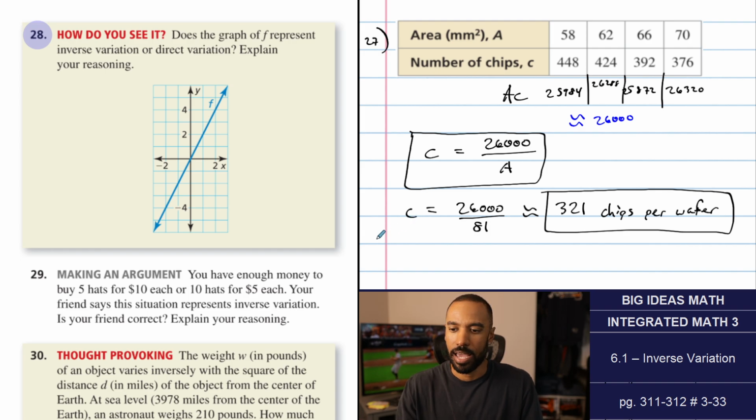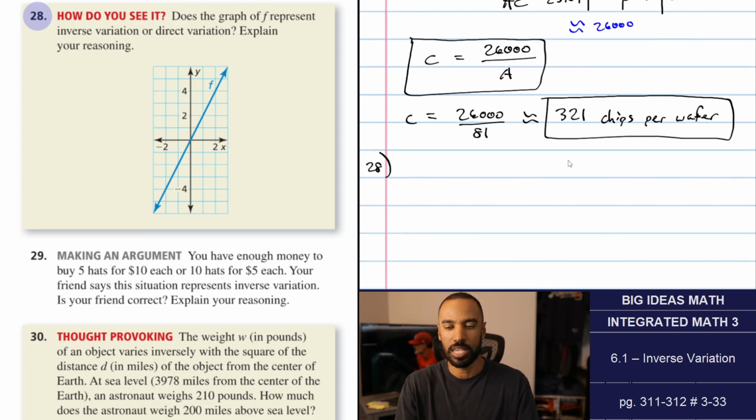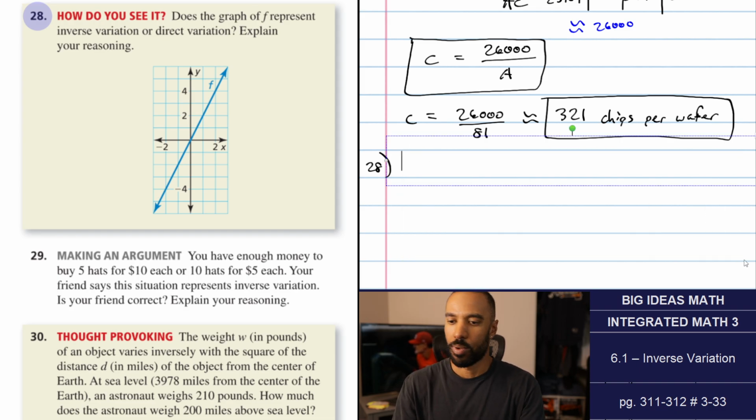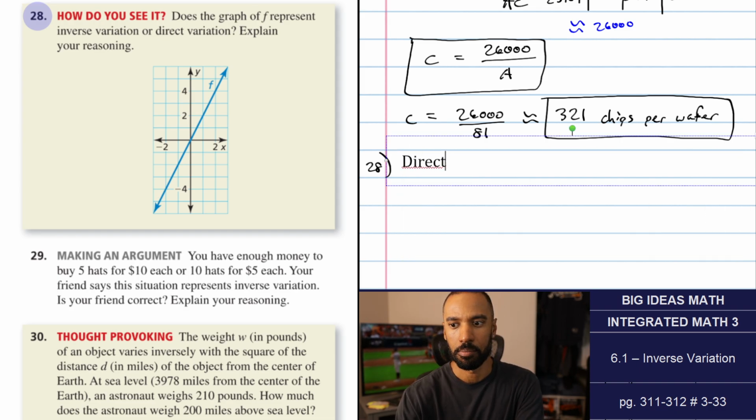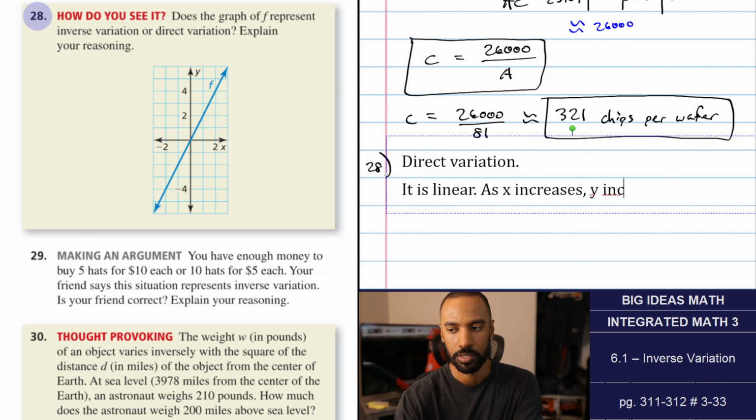All right, number 28. Does the graph of f represent inverse variation or direct variation? Explain your reasoning. Notice there's no neither case, and this isn't a neither case. This is actually direct variation. Direct variation, I have a couple things I can state. For one, it is linear. As x increases, y increases.